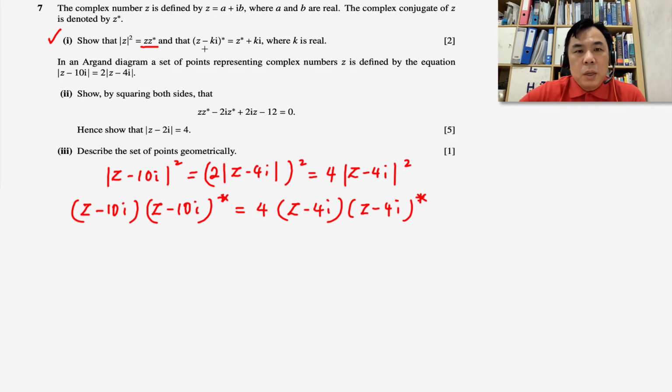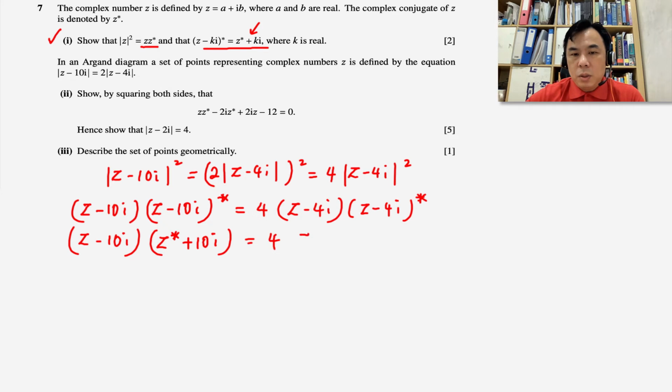And then next, we're going to make use of the second result here. You can see that z minus ki conjugate can be written as this. Therefore, it will become z minus 10i conjugate, which can be written in this form, which is z complex conjugate plus 10i here. Now the same goes for this one, z minus 4i, z complex conjugate plus 4i.